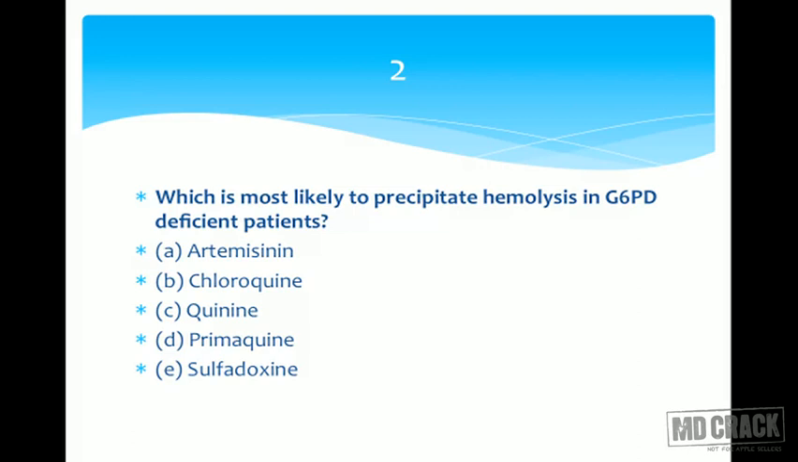Let's go to the options. A, artemisinin. B, chloroquine. C, quinine. D, primaquine. And E, sulfadoxine. So the examiner has given you all 5 options which are antimalarial drugs, and you need to remember the drug called primaquine is maximally susceptible to precipitate hemolysis in patients with glucose 6-phosphate dehydrogenase deficiency. So I take you to the answer, and the answer is primaquine. Let's move on to the next question.